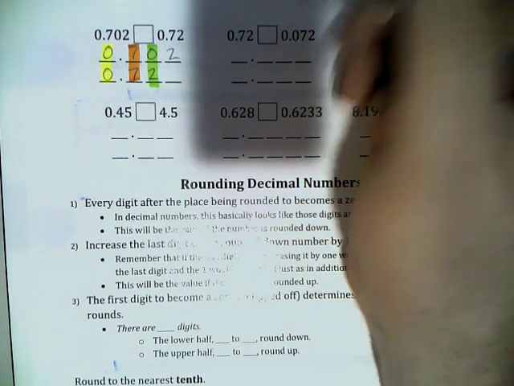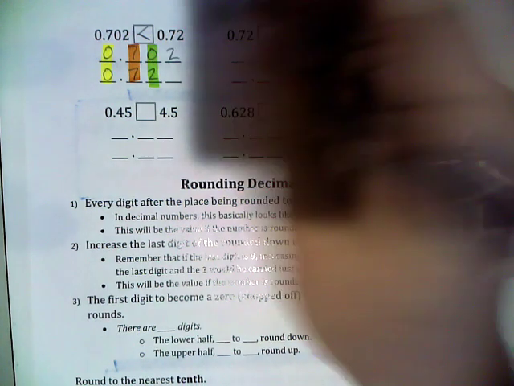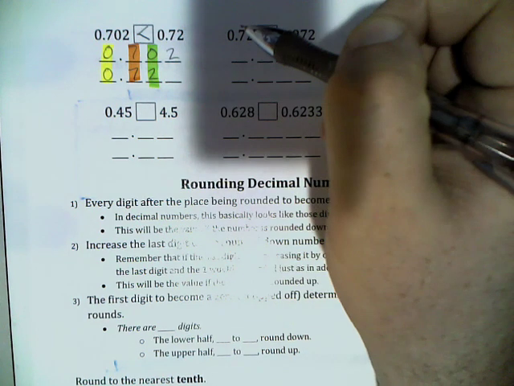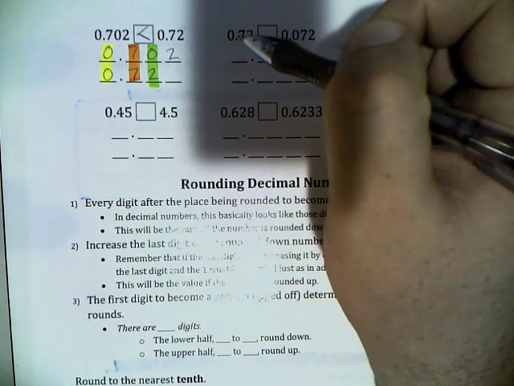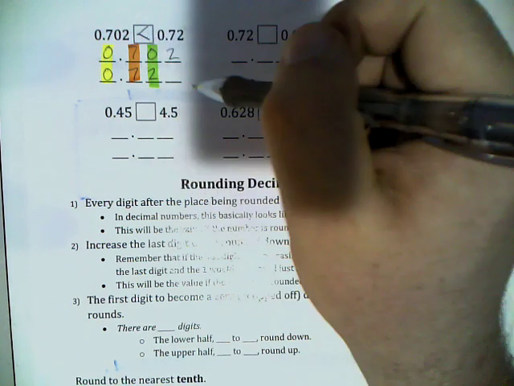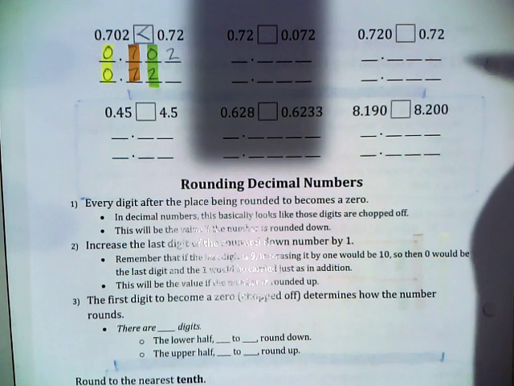So 0 or 2, which one's bigger? Well, obviously the 2 is bigger. So I'm going to put my comparison symbol in there. So 0.702 is less than 0.72. And just a reminder on your comparison symbols, if you imagine this like an alligator mouth, you want the mouth to be eating the larger number.